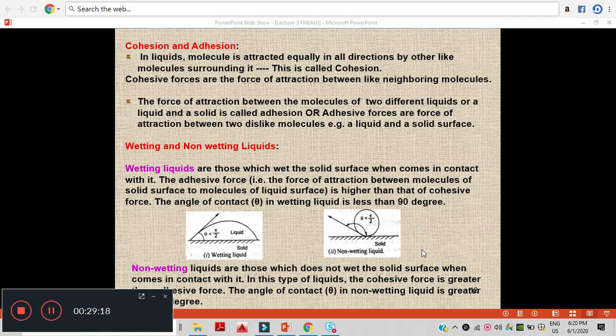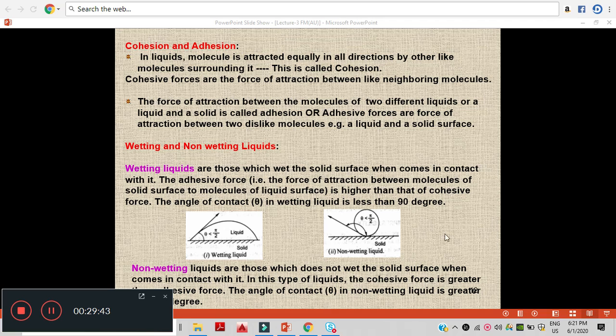So how can we know whether a liquid is wetting or non-wetting? To find out, we have a technique or procedure. Normally, to observe whether the fluid is wetting or non-wetting, we drop a liquid drop on a solid surface.